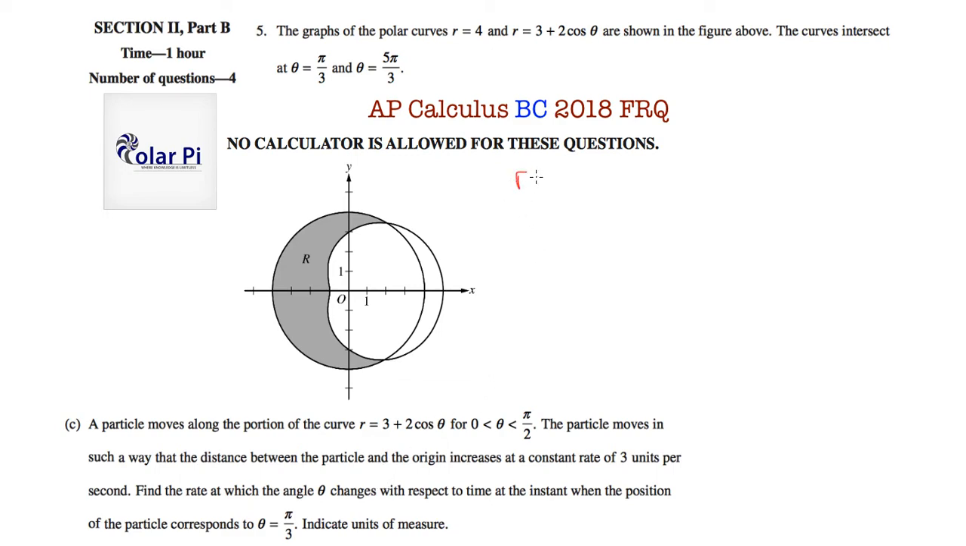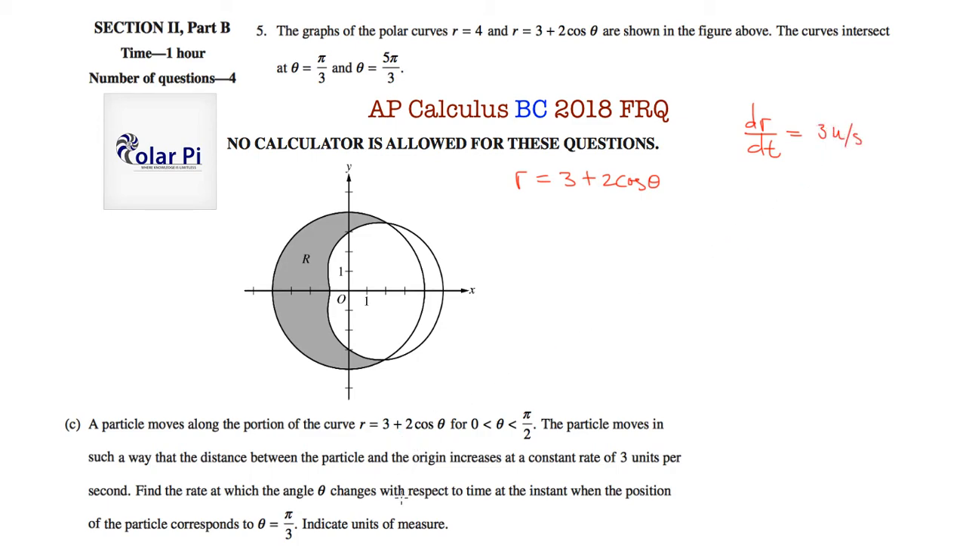Given that we have r equals 3 plus 2 cosine theta, it tells us that dr dt is equal to, because it says the distance between the particle and the origin, that's r. The distance between the particle and the origin right there, that's r. And so it told us that the rate of change of r is 3 units per second. So that's dr dt equal to 3 units per second.